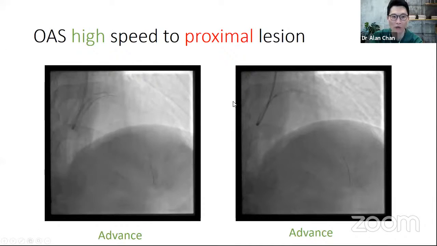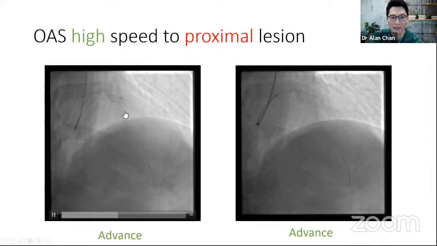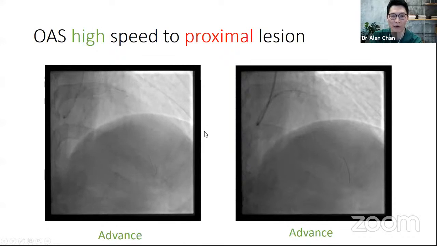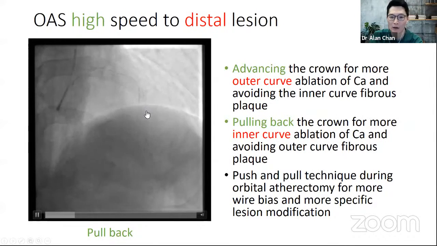After the slow speed, we went for the high speed because the vessel is relatively big, from the OCT and the angiogram. But this time we only went for advancing maneuvers for the proximal lesion, because we aimed at a wider bias toward the outer curve, the eccentric calcification over the outer curve, together with pullback from the distal and mid-LAD segments because of the eccentric calcification in the inner curve.